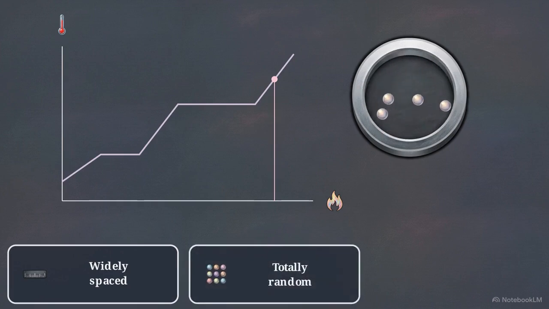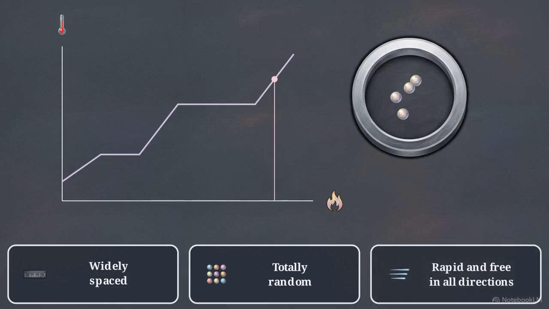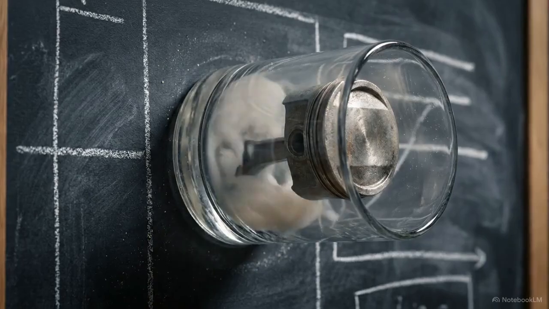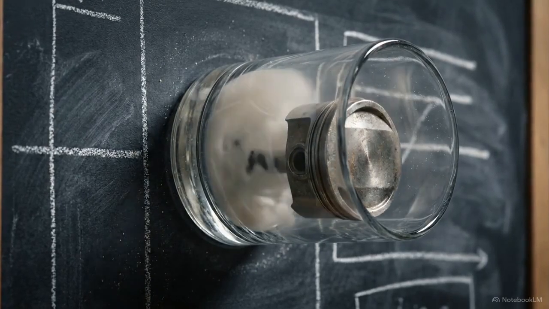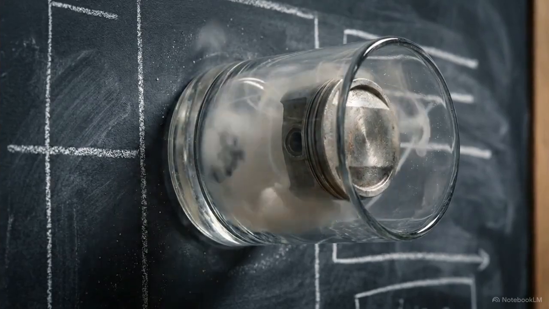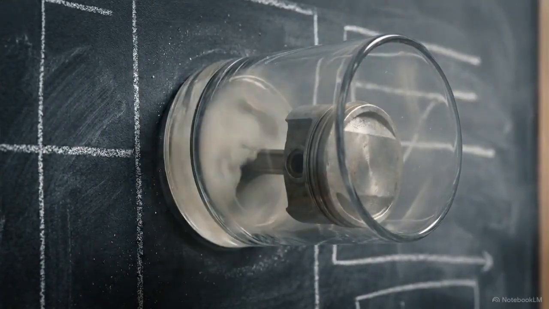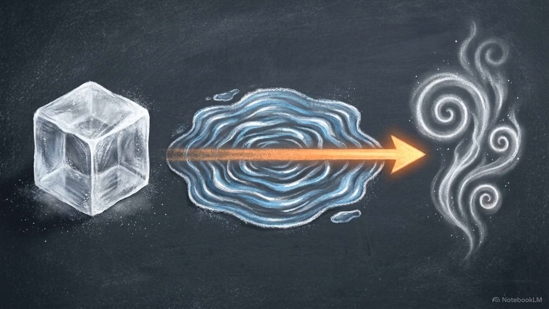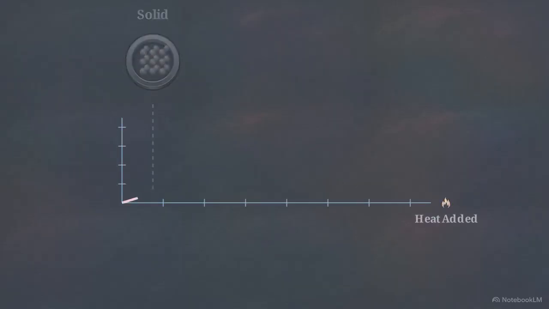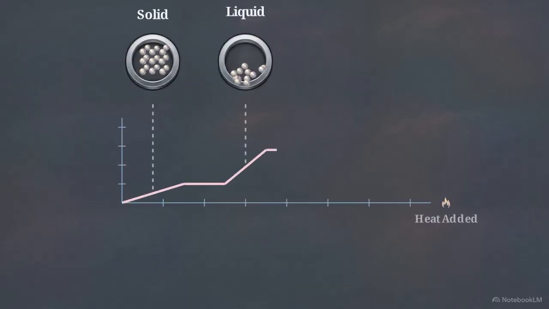In a gas, particles are widely spaced apart. Their arrangement is totally random, and they move rapidly and freely in all directions. This widely spaced, high-speed configuration explains why gases can be compressed into smaller volumes or expand to fill a room. The entire journey across this graph shows how adding thermal energy progressively overcomes the forces that hold particles together. This gives us a complete view of how matter changes state.